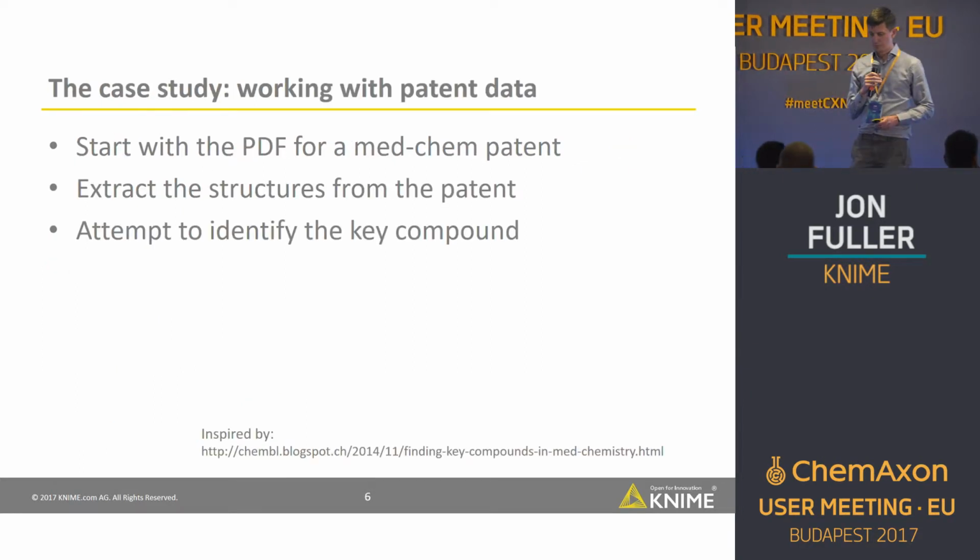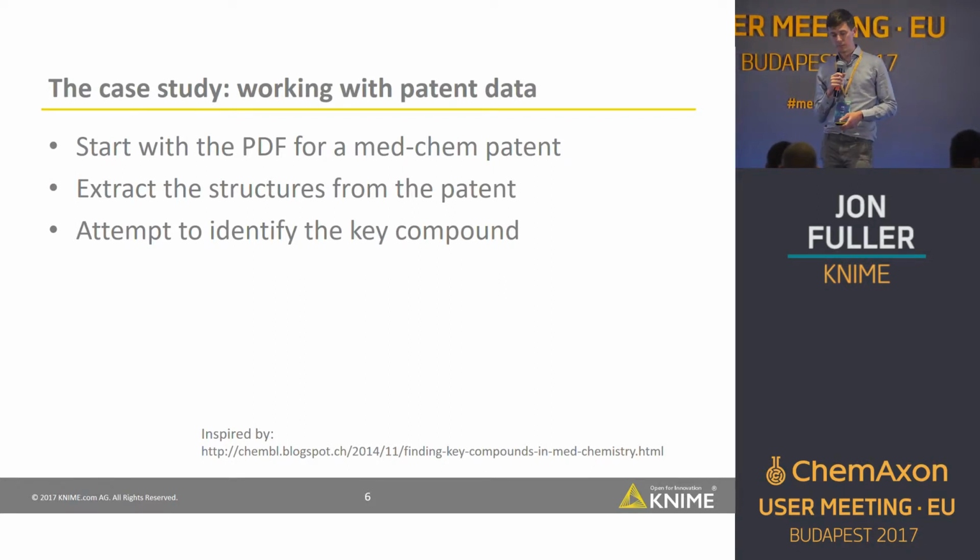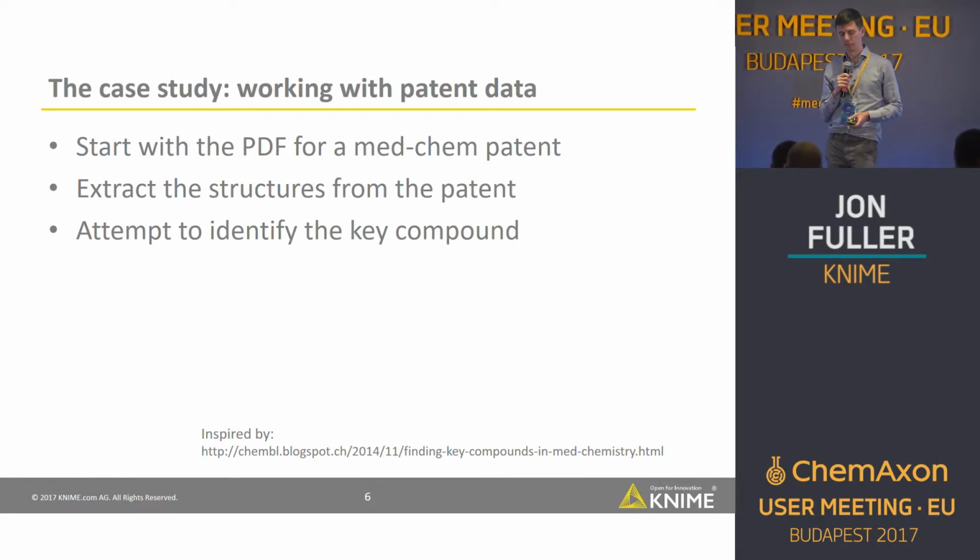So that's the product side of things, and now I want to talk about doing a small case study. What we want to do in this case study is start with a PDF of a medicinal chemistry patent, extract the structures from the patent, and then identify the key compound that's interesting in that patent.